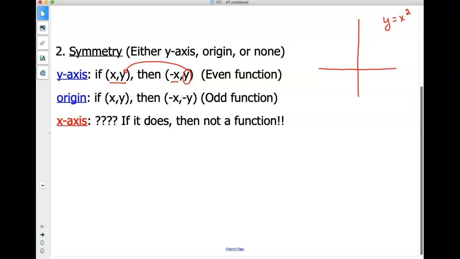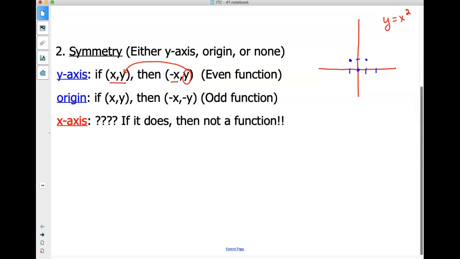And the reason why it's important is when I put 0 in for x, I get 0 out for y. If I put 1 in for x, I get 1 out for y. Conversely, if I put -1 in, I get 1 for y. So if I put the opposite in, I get the same y output out.